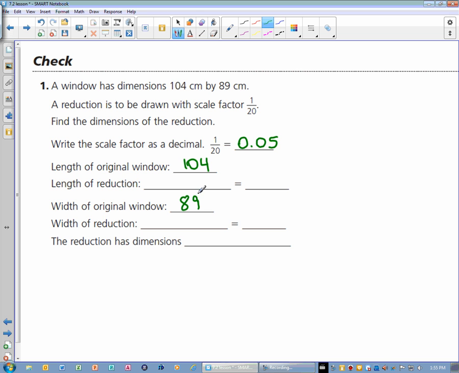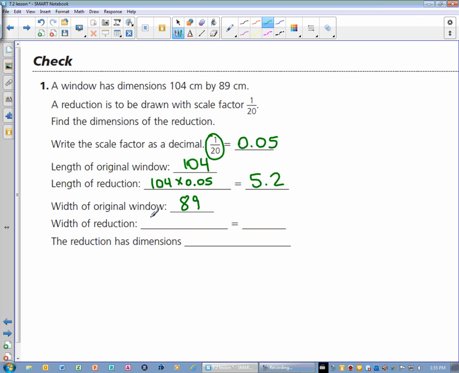It would not matter if you switch them around, but the length sounds longer than width, so we'll do the bigger measurement. So to find the length of the reduction, we take 104 and multiply by 0.05. You get 5.2. That's a really small number compared to what it was. It was 104 and now it's 5.2, but we really reduced it by a lot, so that's okay.